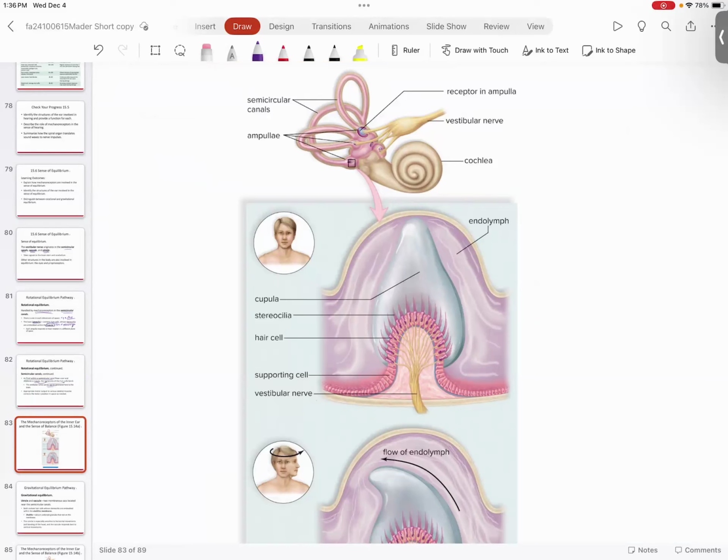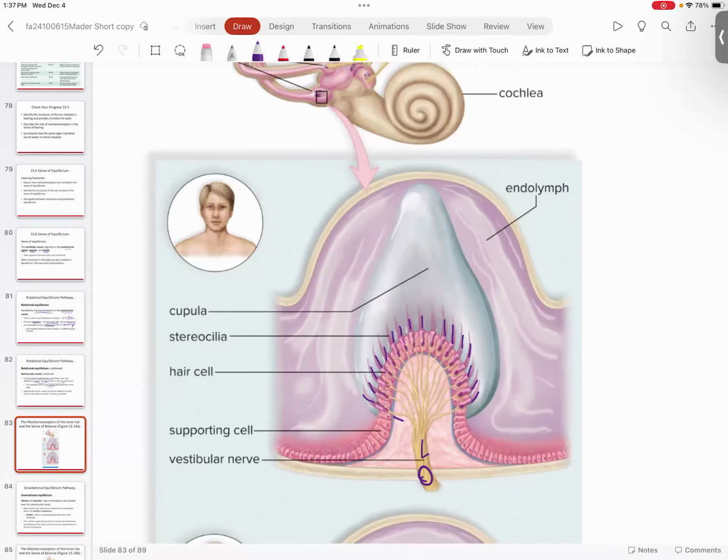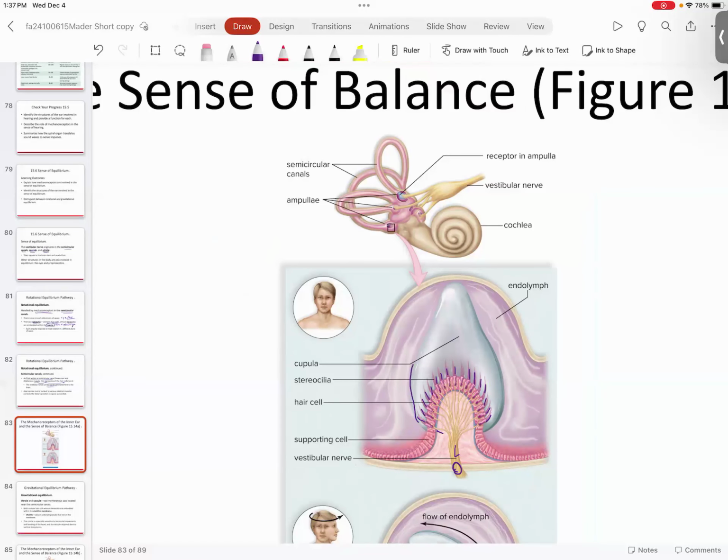Here is the ampulla. The vestibular nerve is connected to these hair cells. You can see these little hair cells sticking out. These little stereocilia are like little whiskers sticking out, and they're embedded in the cupula, which is this flame-like gelatinous goo. It's stiff. Around it is the fluid of the semicircular canals, the endolymph.